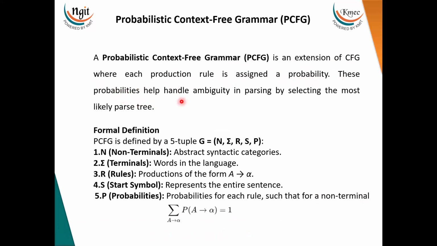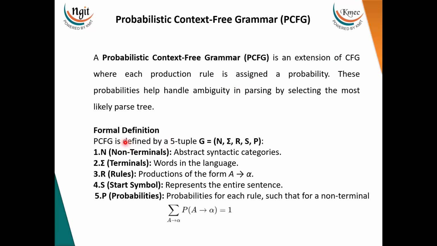These probabilities help handle ambiguity in parsing by selecting the most likely parse tree. So basically, what is a probabilistic context-free grammar? We all know what a context-free grammar is and how it works. Adding probability to this context-free grammar just means having the probability of the occurrence of that particular thing.